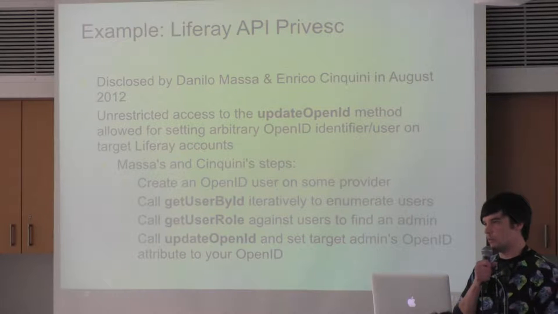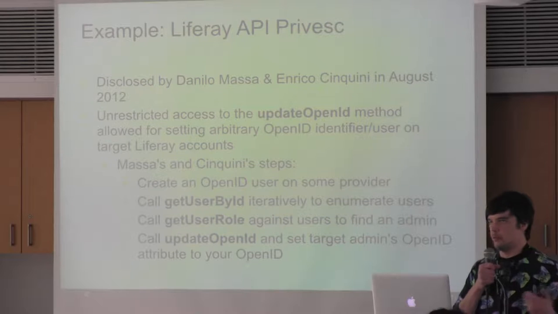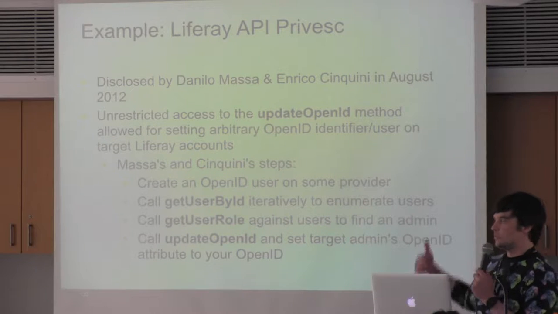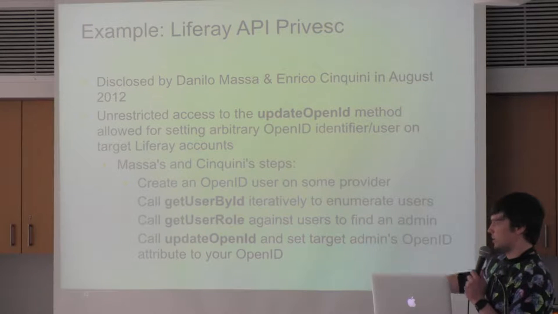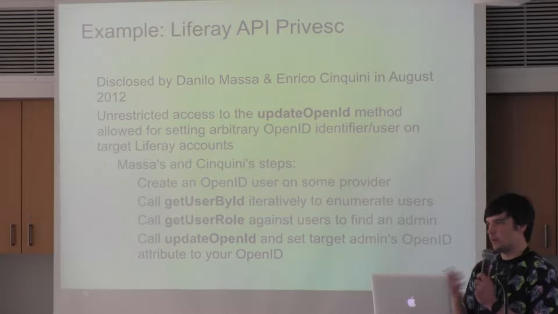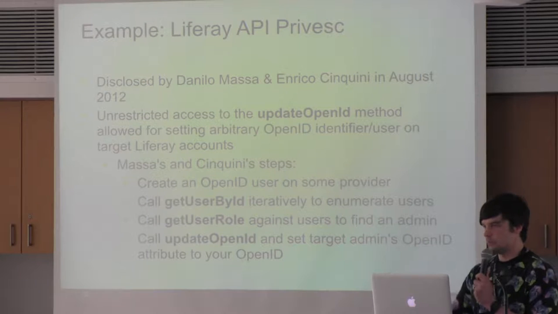So anybody can set up anything with an OpenID service, and you can just accept it. The example they gave was to go to myopenid.com and create a random account. Then when you find one of these installations that's vulnerable, go through this process, and for admin Bob, just set update OpenID to dan@myopenid.com. Then you log in there, get redirected, and Bob's your uncle. No pun intended.